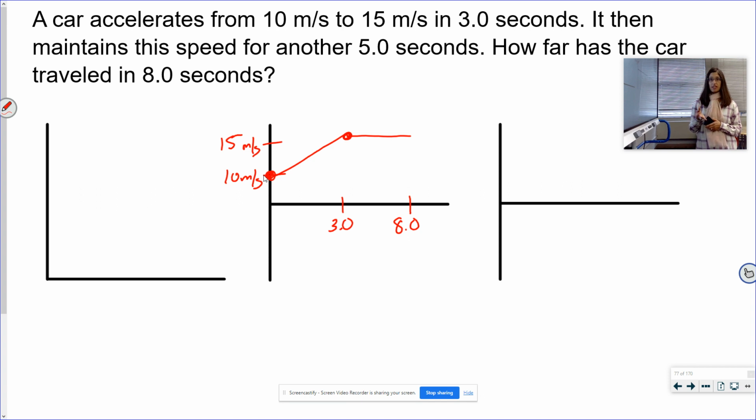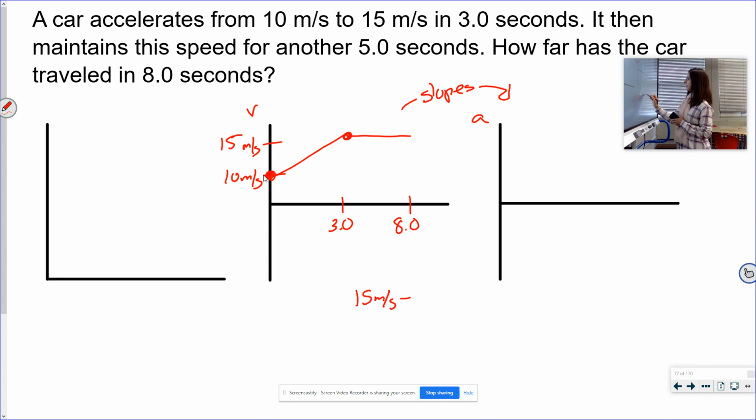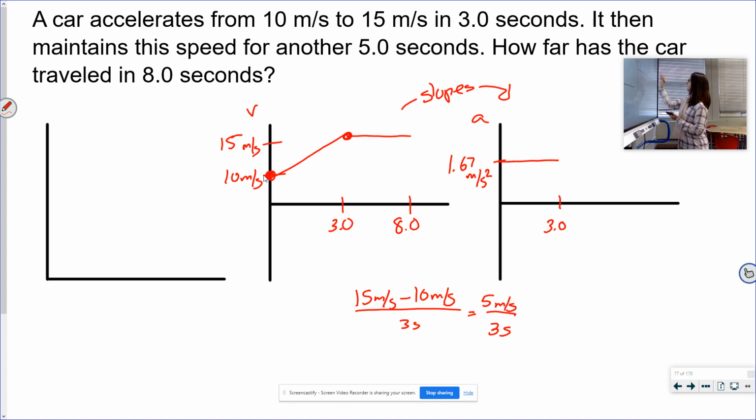I think the easiest thing to do from here is to use the slopes to go from velocity to acceleration. So if we calculate the slope of the first segment, we have 15 minus 10 over 3, which will be 5 over 3. And of course, as a reminder, this is science class, so we will use decimal approximations. We get an acceleration of 1.67 meters per second squared. That's going to continue for that whole 3-second interval.